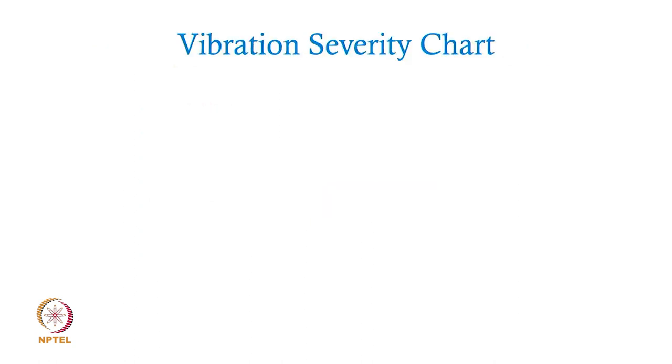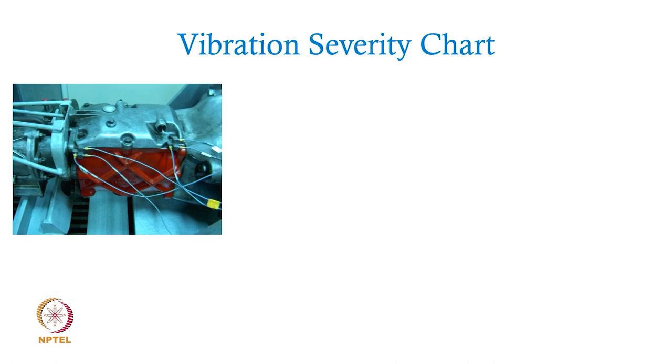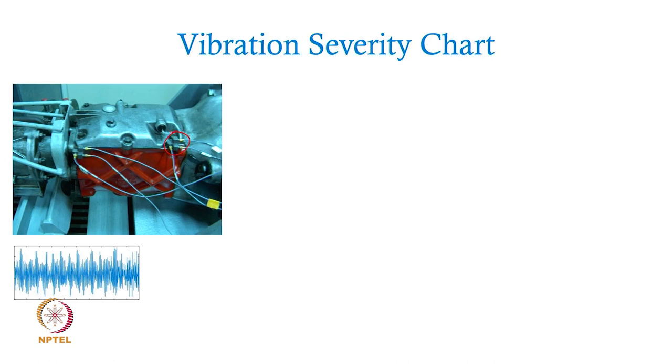Finally, I would end with one of the examples of how industry on the shop floor can use the severity chart for assessing the preliminary condition of the mechanical equipment. So what you see here is a gearbox where sensors can be placed at an appropriate location, and that sensor can generate a vibration signal.